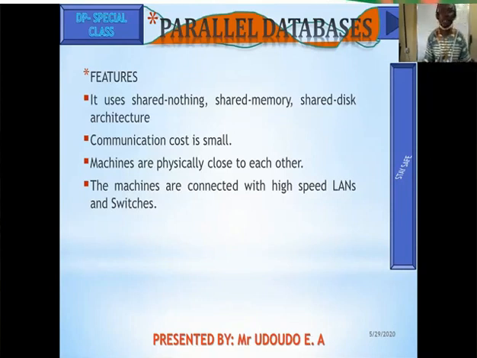The other one is that machines are physically close to each other. They're in a common place, a smaller location. And of course, if that is the case, it means that the machines are connected with high-speed LANs and switches. Of course, you know about switches. That was treated in networking, computer science, last term. We are still going to talk about that in data processing, networking also.